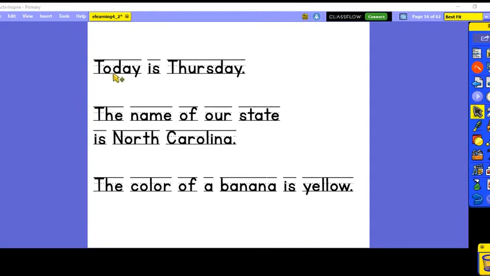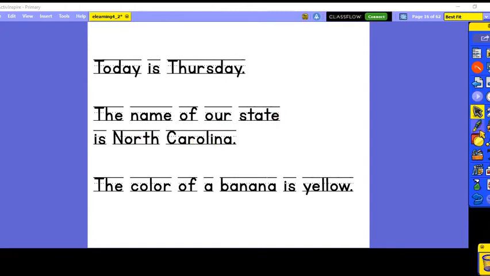Okay, read with me. Today is Thursday. The name of our state is North Carolina. The color of a banana is yellow. Now, do you see any long A words where the A says its name? Let me read this sentence one more time for you. The name of our state is North Carolina.